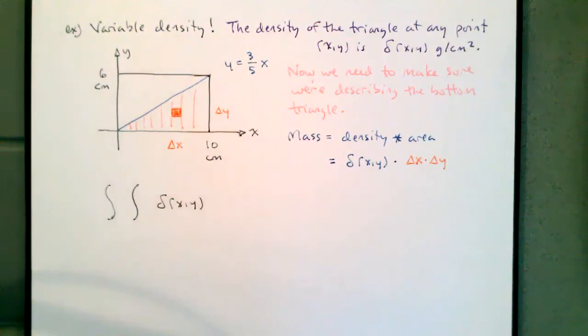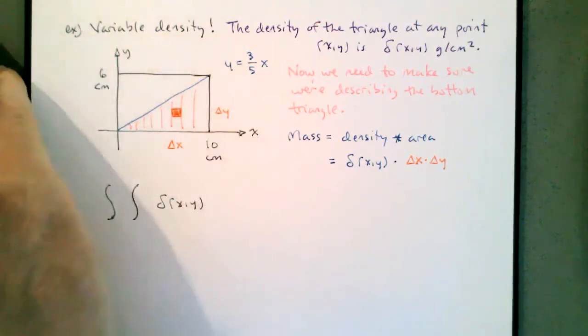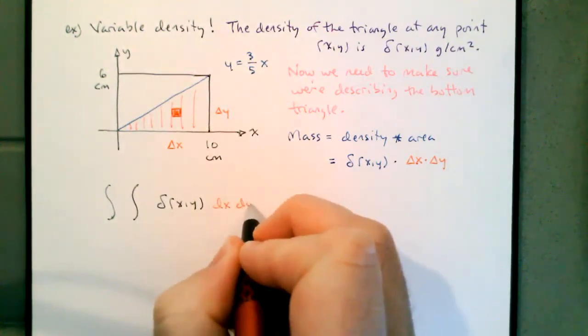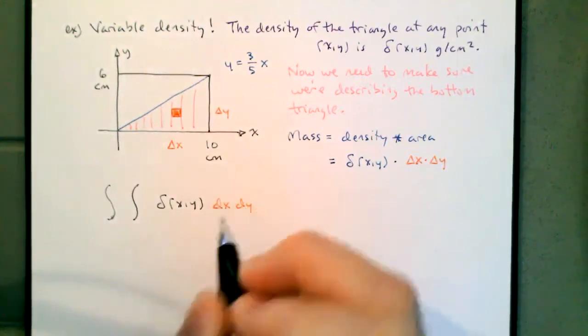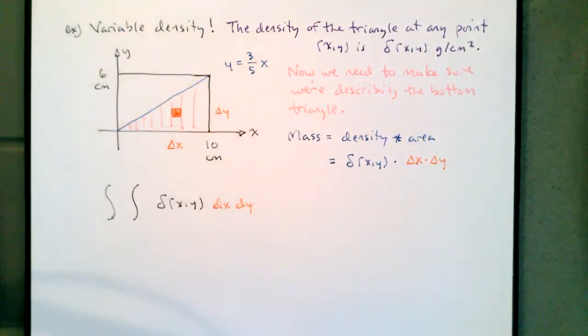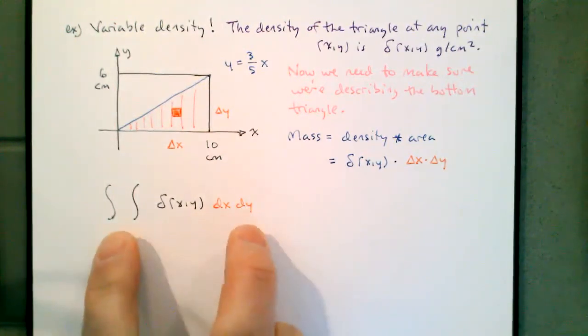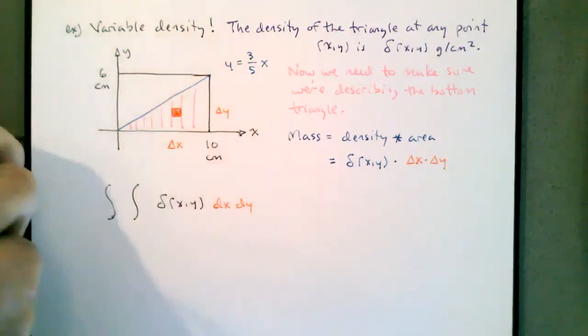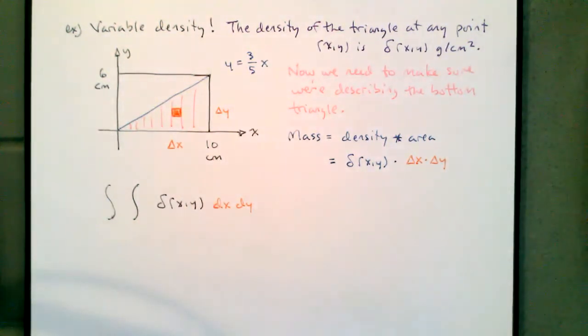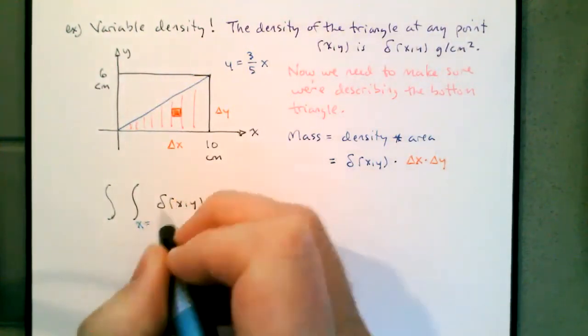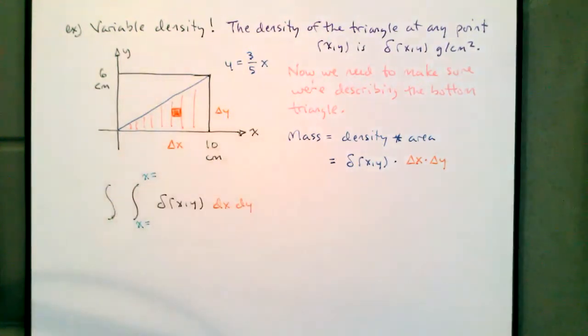We can do this in a couple of ways. I can do this at delta x, delta y. I can set up an integral that will say dx, dy. Or I can set up an integral that says dy, dx. To do a double integral, you do the inside one first, and then you do the outside one. So we're going to need x's on the inside integral. So this is going to say x goes from left to right. And then on the outside integral, those are the y's.